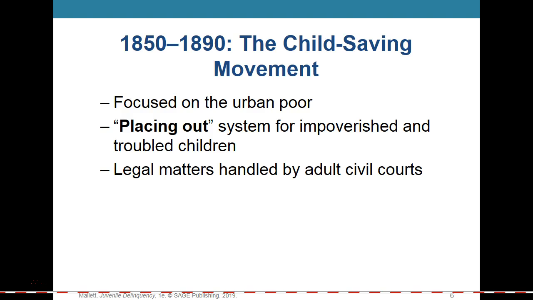These efforts actually tried to improve conditions for wayward children, but all the legal matters for children continued to be handled by the adult civil courts. The civil courts had no training to handle children's issues, which is why they achieved hazardous outcomes, trying to decrease delinquency but actually increasing delinquency.